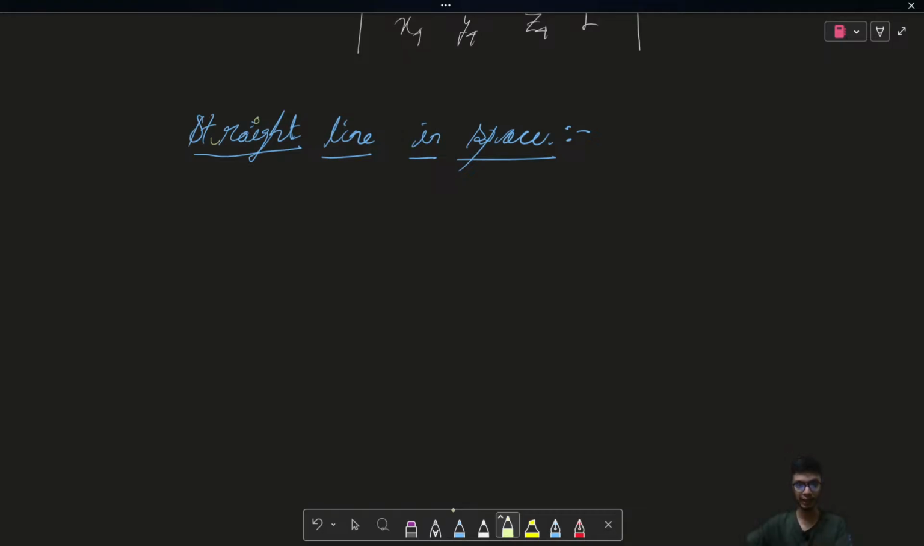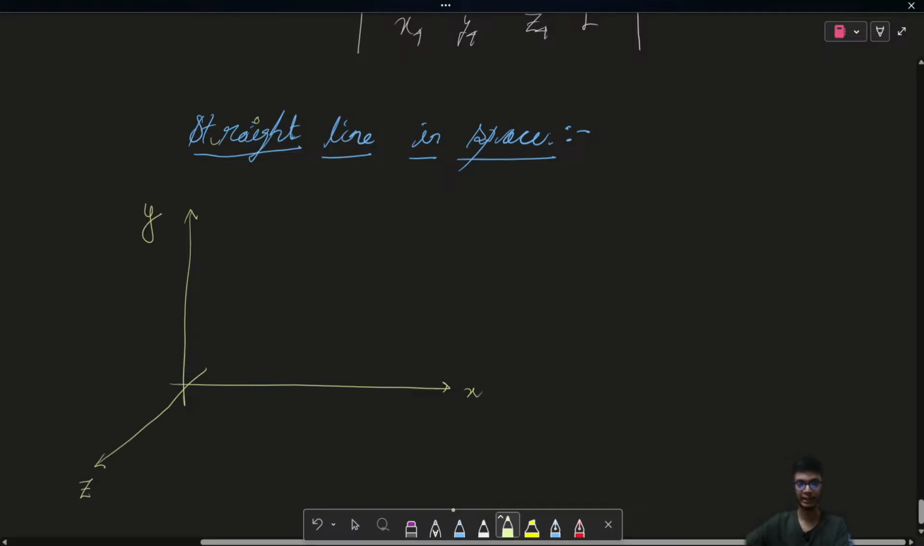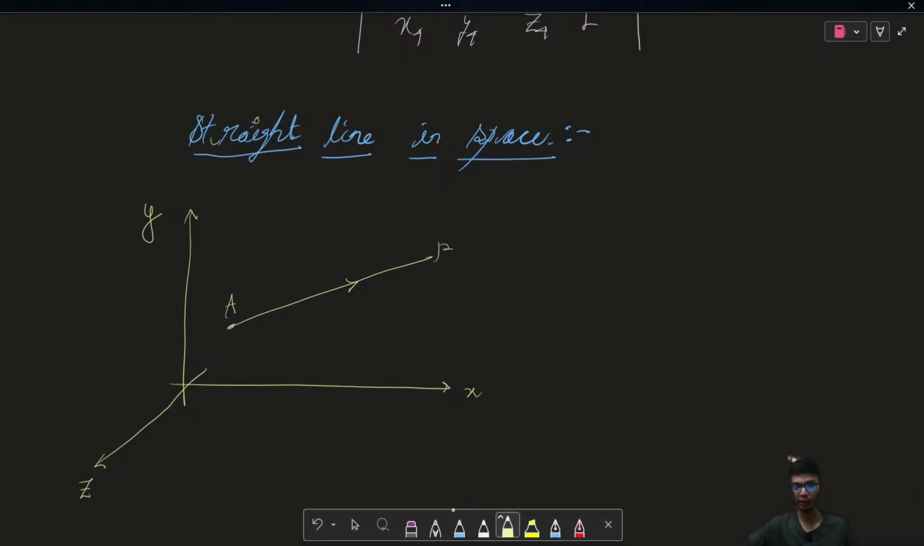Let us say that I have a three-dimensional axis, the x, y and z axis, and let us say I have a straight line in this 3D space, something like this, which is going from point A to point B. I don't know the end point because it is a straight line, so it will have a fixed starting point. However, it does not have a fixed end point, so I will show it with an arrow.